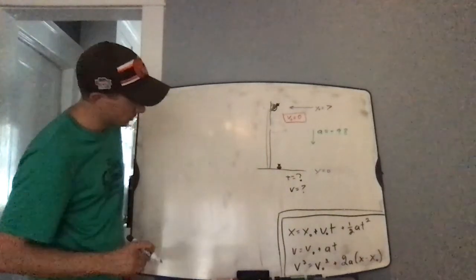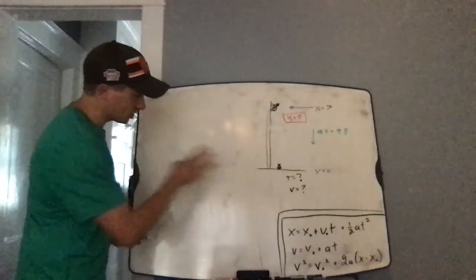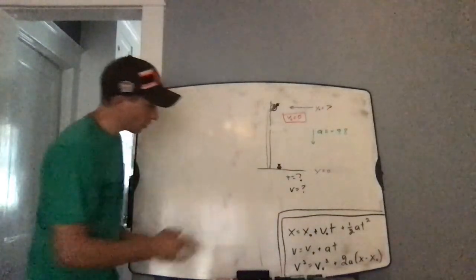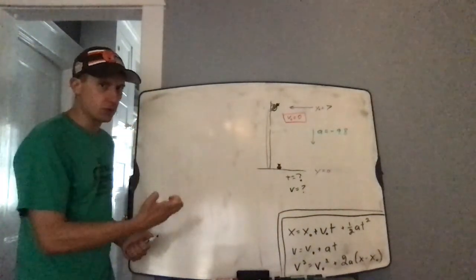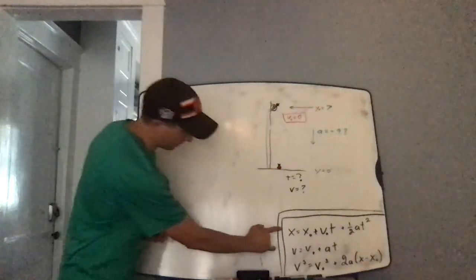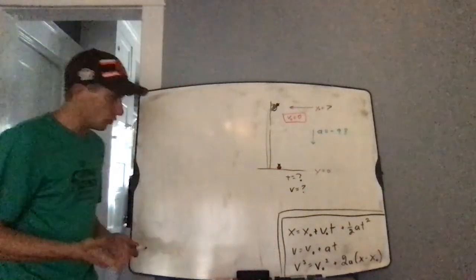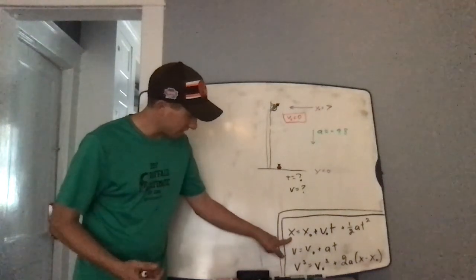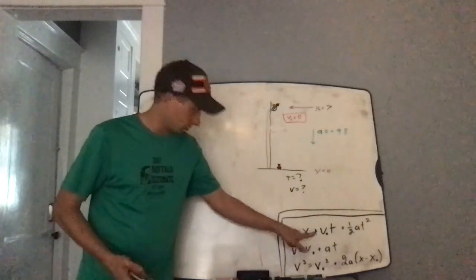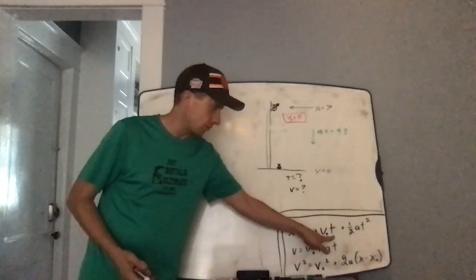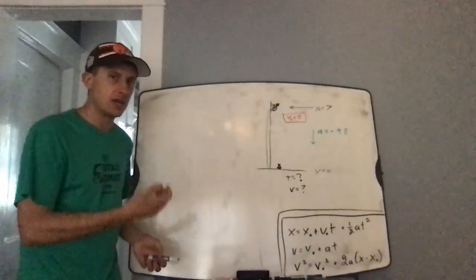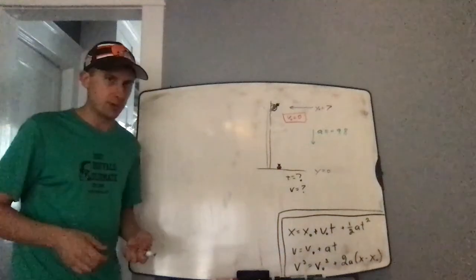We want to know time. So I could look at these three equations and ask myself, is there an equation here where I have a value for every term except time? If you want, pause the video and go through every term. Do we know x final? Do we know x initial? Do we know v initial? Do we know t? Go through them, and see if there's an equation where time is the only unknown.